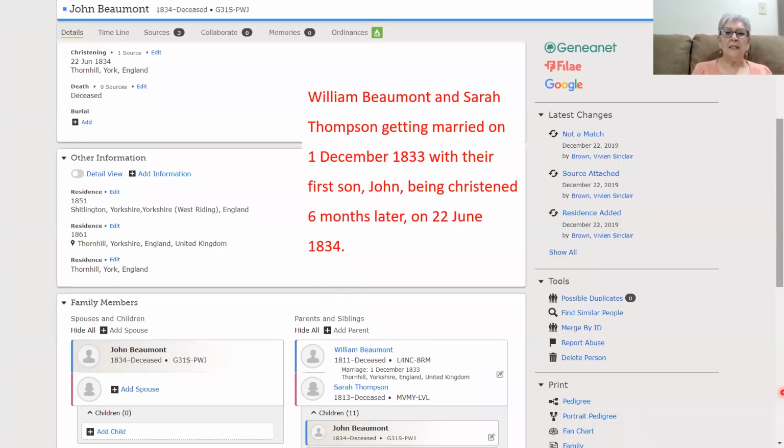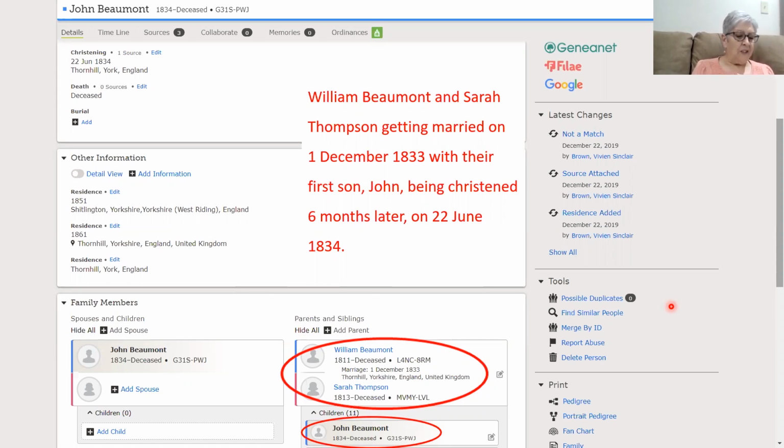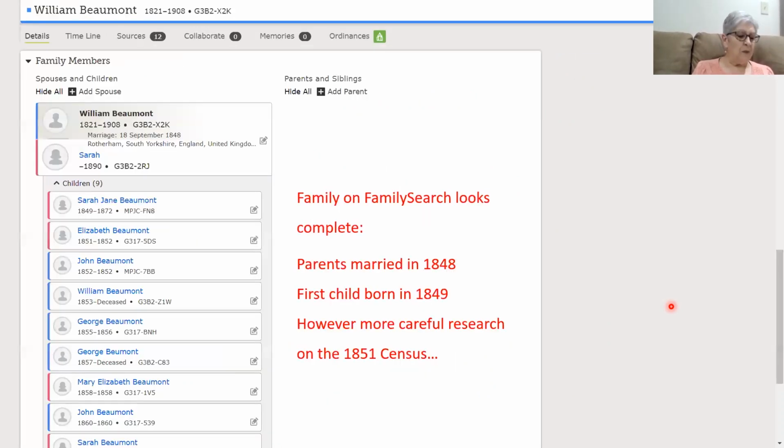So here we see William and Sarah Beaumont, and they're getting married on the 1st of December, 1833, with their first son, John, being christened about 6 months later. So that just kind of shows that sometimes that does happen. I think you can see that. There's John. Okay, the family group here on FamilySearch looks complete as you look at it. The parents were married in 1848.